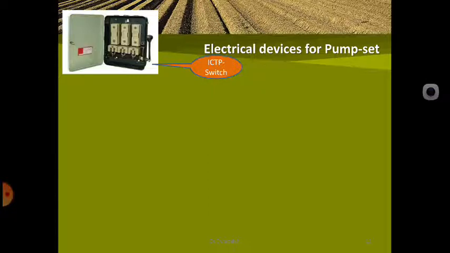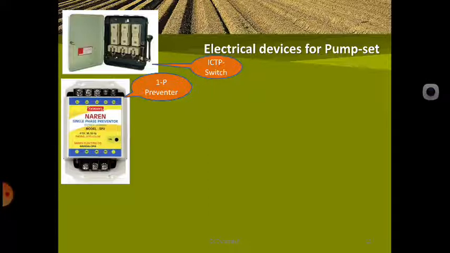Now another device is the single phase preventer. What is the purpose of the single phase preventer? Nowadays the power may not meet the load demand. The generation of our electrical power may not be sufficient to feed the load demand for 24 hours. That means here the load demand is more in our country and generation is less. So for that purpose what will happen?